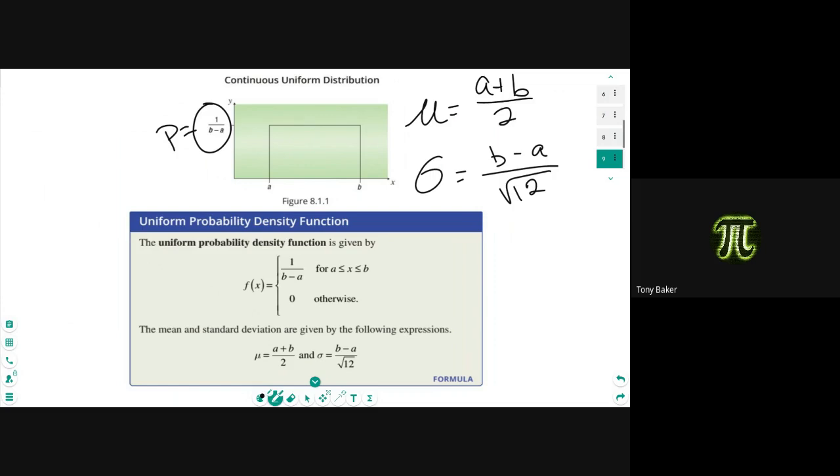I would rather not have to try to teach you calculus to figure that piece out. All right, so the 3 pieces of information you need to know: when we get the A and the B, we can figure out the probability, which is the height. We can figure out the mean, and we can figure out the standard deviation.